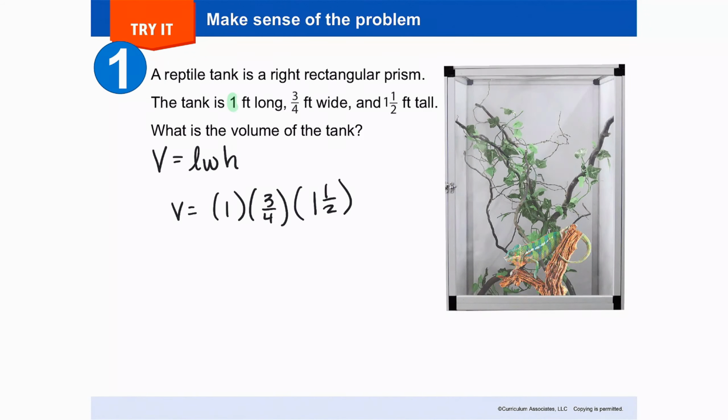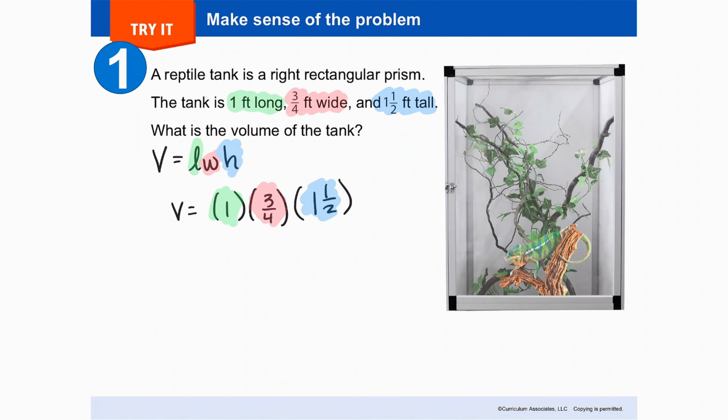Just for clarification here, we have 1 foot long. That's the same here. 3/4 of a foot wide. Plug that in right there. And then finally our height, how tall it is. Okay, so we have all those numbers in there. Now we can go ahead and solve those. We're going to use the order of operations going from left to right.